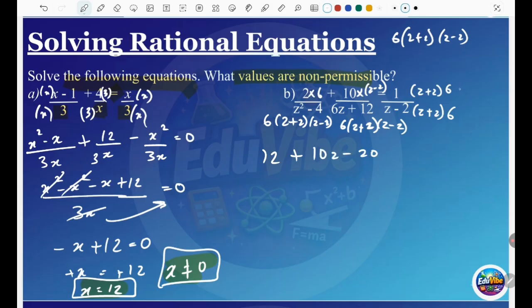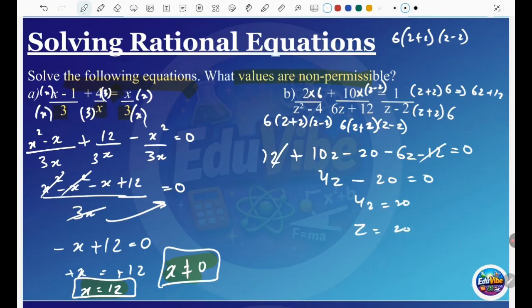This equals 6z plus 12, which goes to that side and becomes minus 6z and minus 12 is equal to 0. Now you have to solve this. So 10z minus 6z is 4z, and 12 minus 12 cancels out. We get minus 20 is equal to 0. So for the 20, we get 20 divided by 4, which is 5.